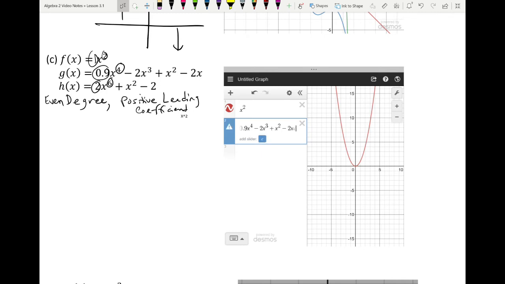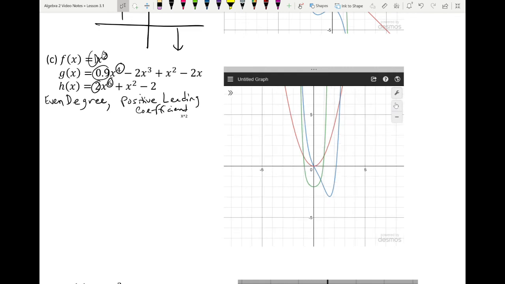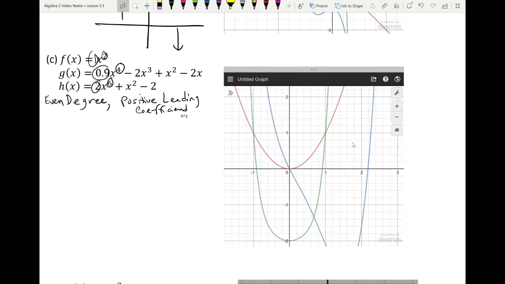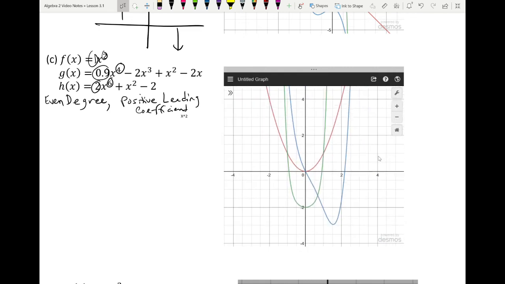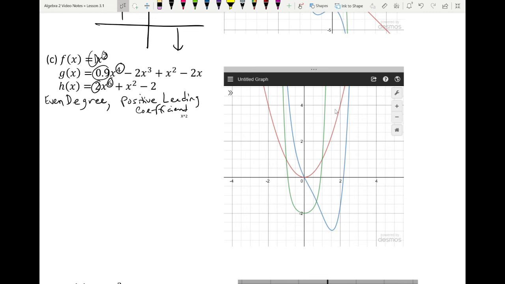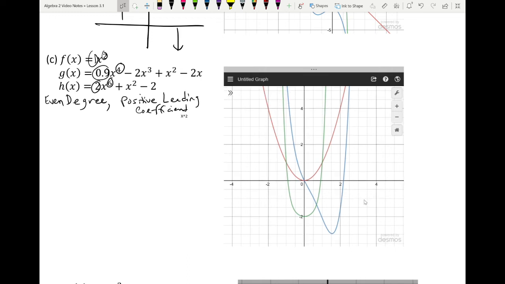All right, there's my second one in blue. And then finally, so now let's take a look at these. If we look at the red, it looks like the pattern is they both start going up, right? They both start up on the left side and up on the right side. Same thing for the green, same thing for the blue.